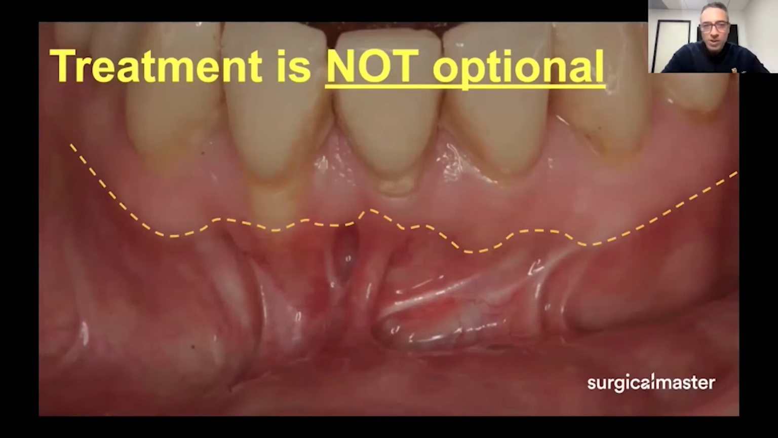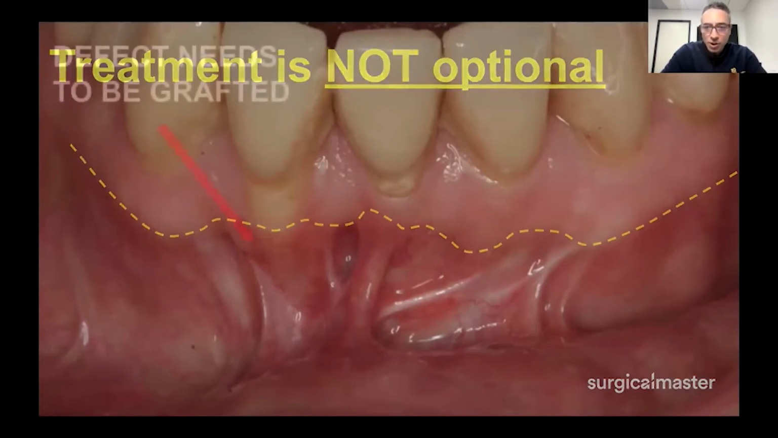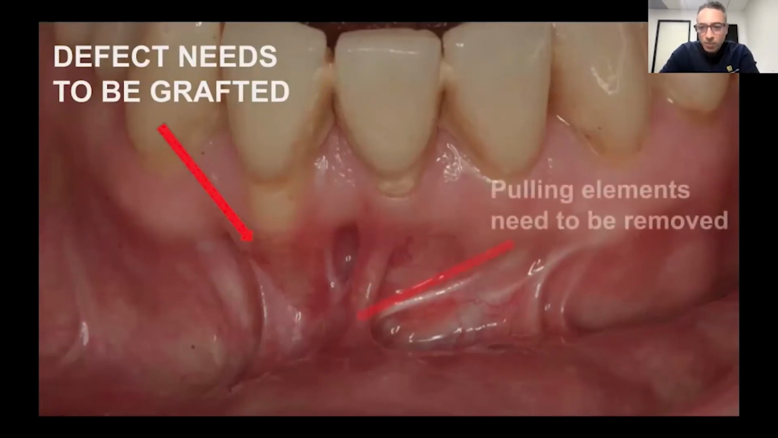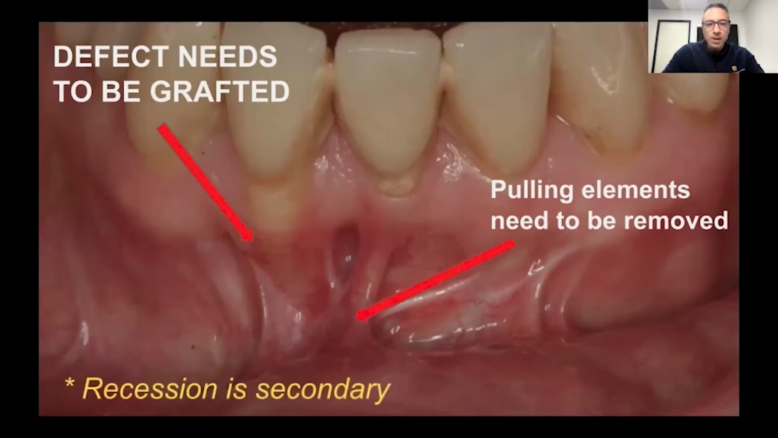So by doing this procedure, by first of all diagnosing it and executing it, you are saving the patient's natural dentition. That's how I'd like you to present it to the patient. It's not elective. Okay, that defect needs to be grafted, and we're going to learn how to do it. But I want you to first of all be convinced that that is necessary. There are pulling elements that need to be removed, and the tissue quality needs to be grafted.